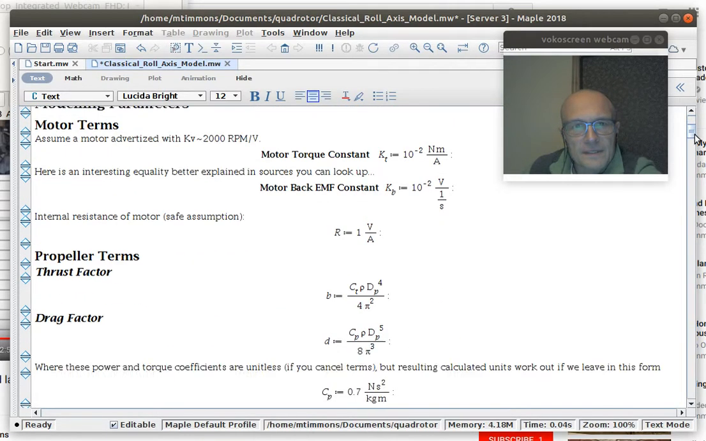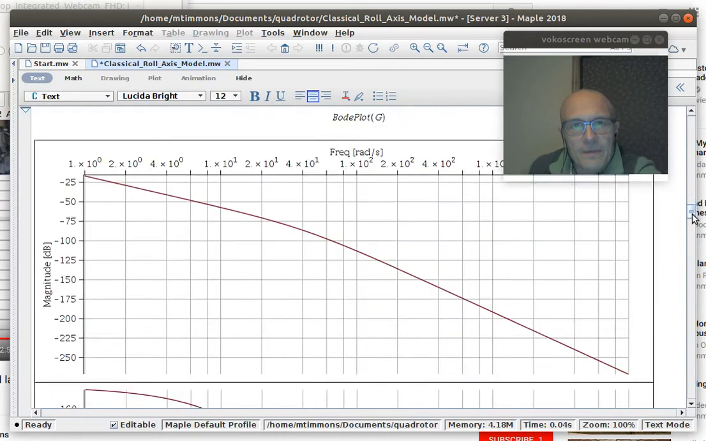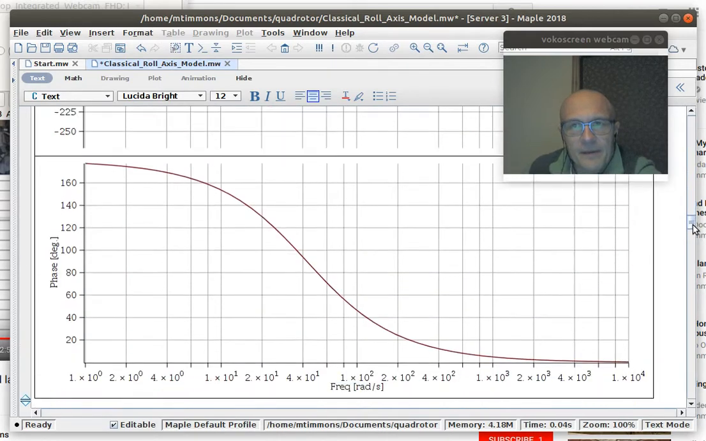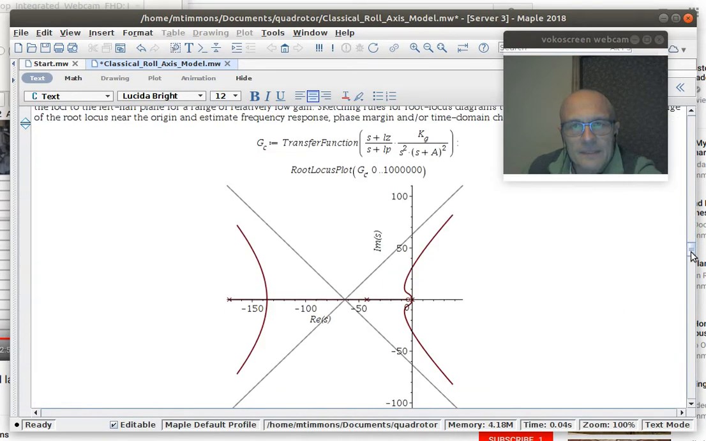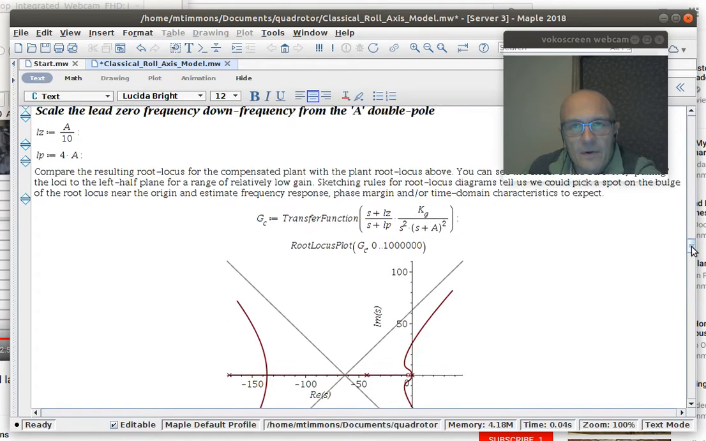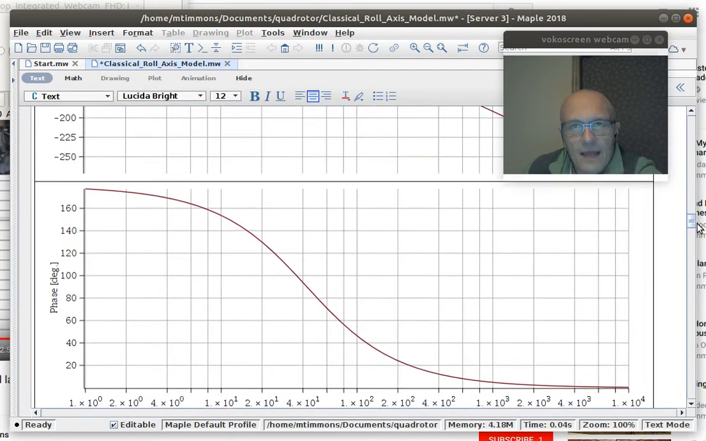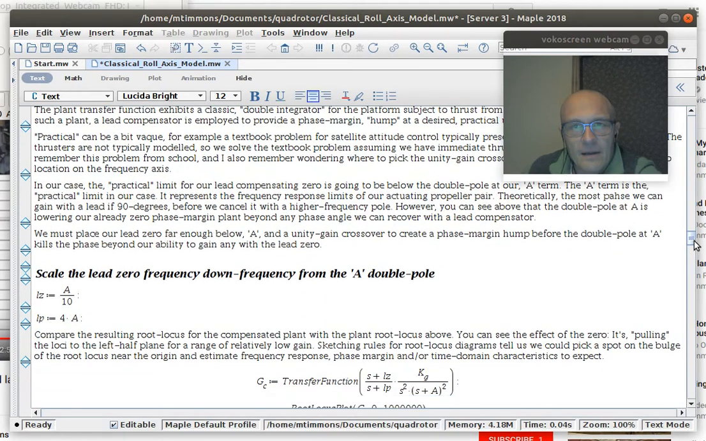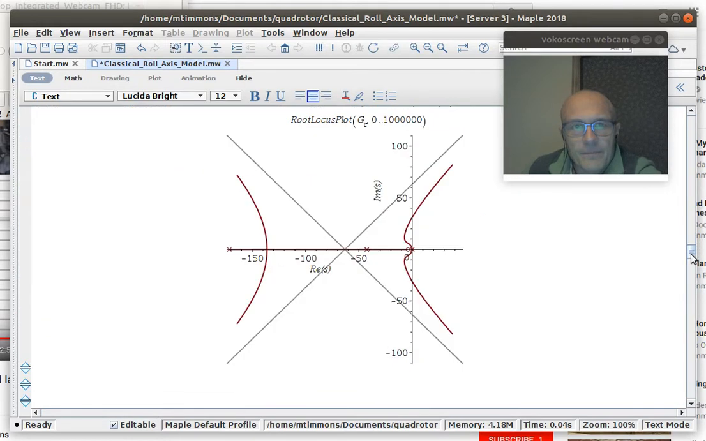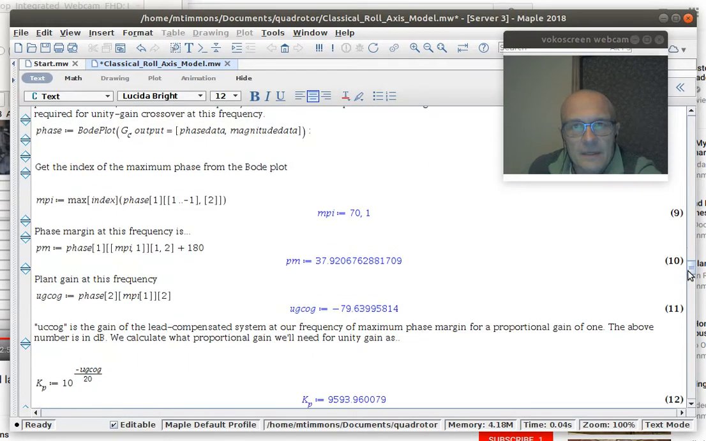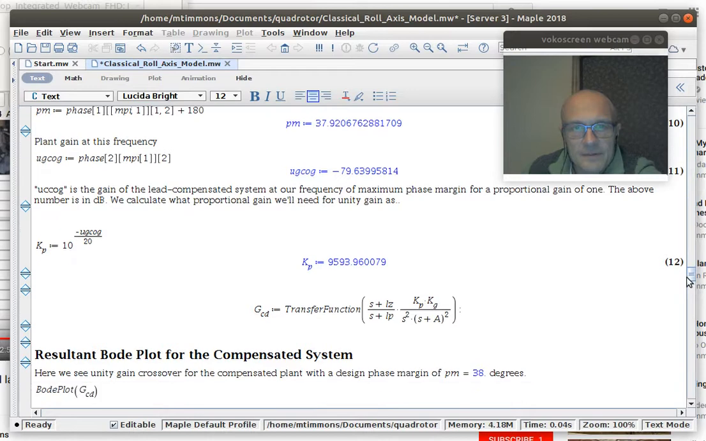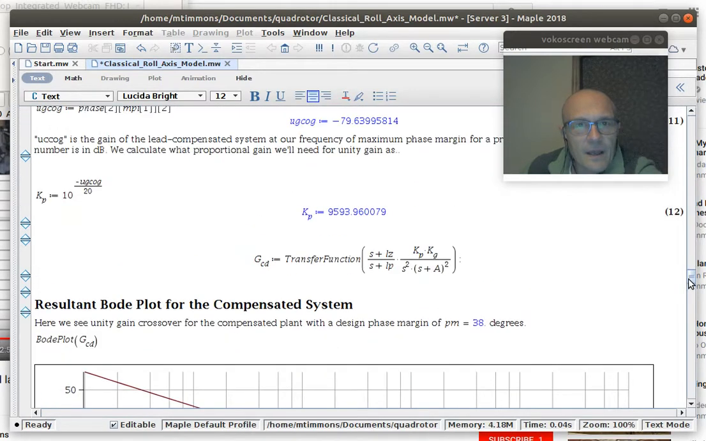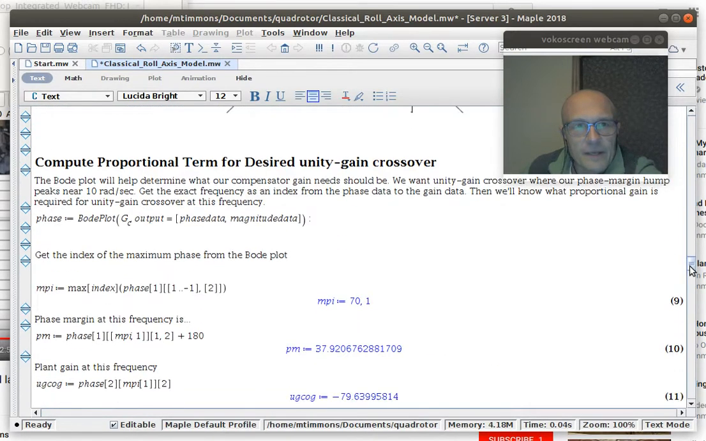So all this we went over last time: how we determined where we were going to place that lead zero based upon that second pole pair out at A, our motor propeller term that limits the bandwidth of our system, and the moment of inertia, of course. But I didn't do the gain.